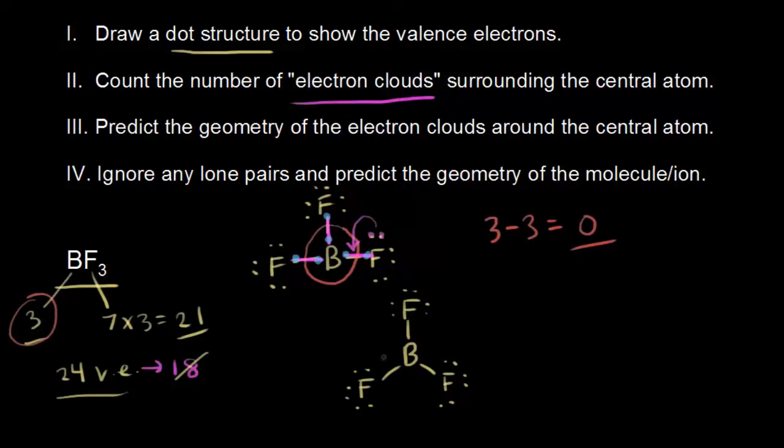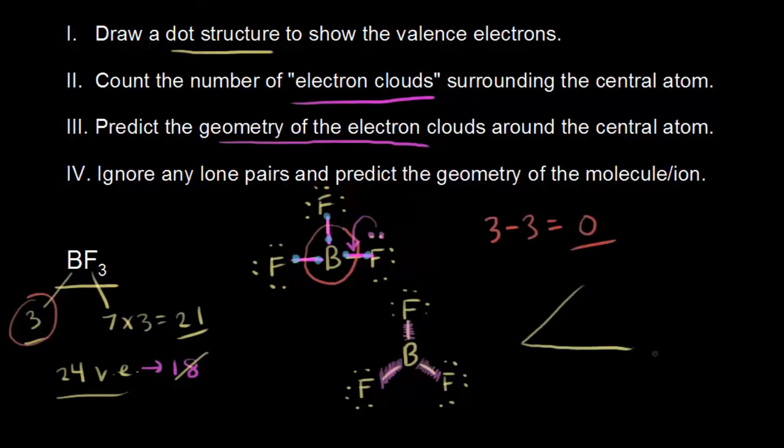So if I'm looking at my central atom, which is my boron, I can see that here are some electrons. So that's an electron cloud. These electrons right here occupy an electron cloud as well, and then I have another electron cloud here. So I have 3 electron clouds that are going to repel each other, and that allows us to predict the geometry of those electron clouds around that central atom. They're going to try to get as far away from each other as they possibly can, and it turns out that happens when those electron clouds are on the same plane.